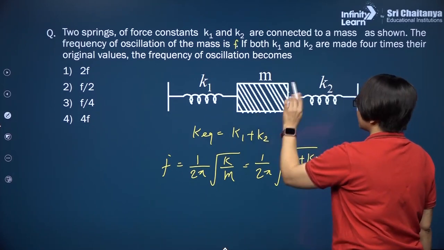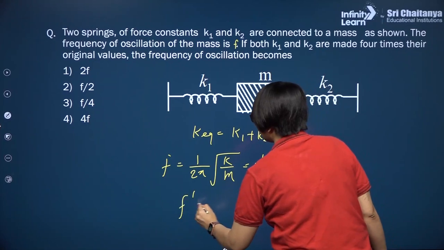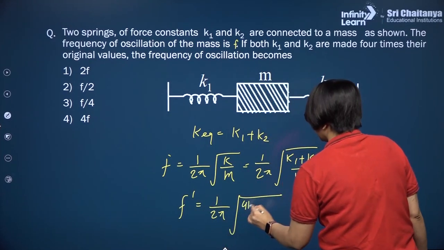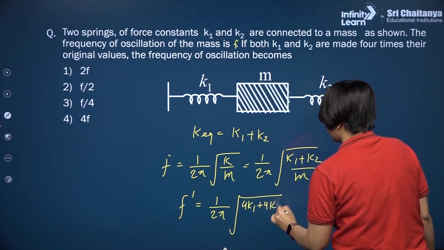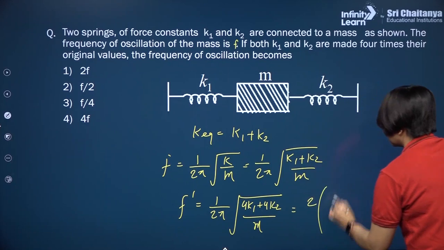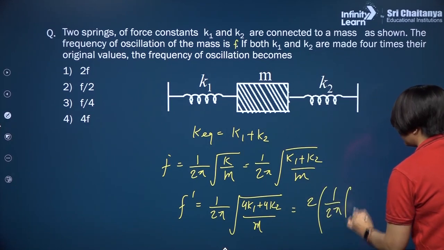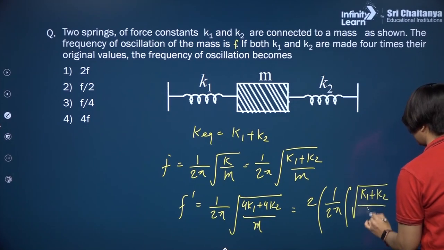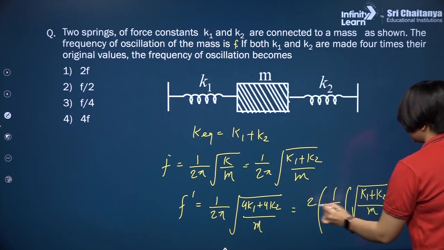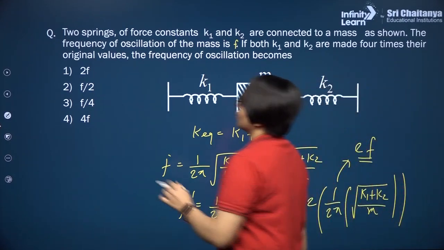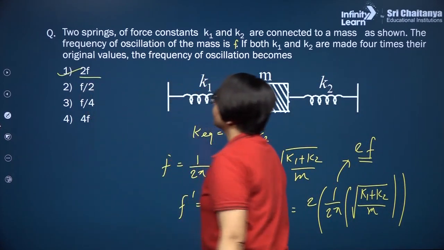Now we are making these values 4 times. So the new frequency F dash will be 1 upon 2 pi under root 4 K1 plus 4 K2 divided by M. You can take this 4 outside, so it is 2 times 1 upon 2 pi under root K1 plus K2 divided by M. So this is nothing but 2 times the previous frequency. So the correct answer is option 1, 2F.